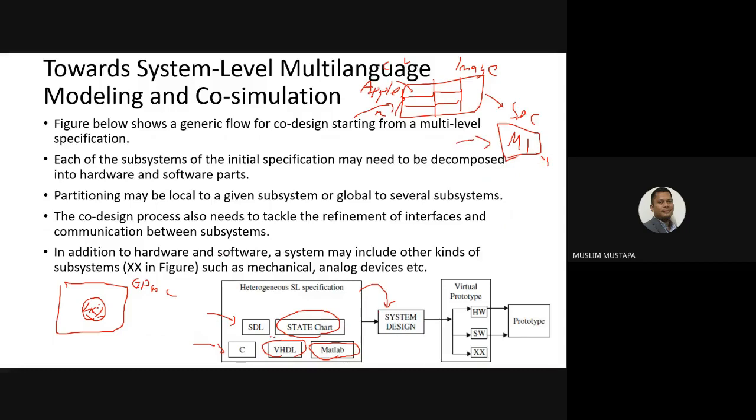So they are using the heterogeneous spec and then come up with system design and then a virtual prototype, right? In addition to hardware and software, a system may include other kinds of subsystems, because it is an SoC, right? It means modules that you cannot achieve by using IPs. Maybe you need to have mechanical or analog devices, right? Can you guys think of one example, mechanical or analog devices, that we can embed into an SoC?